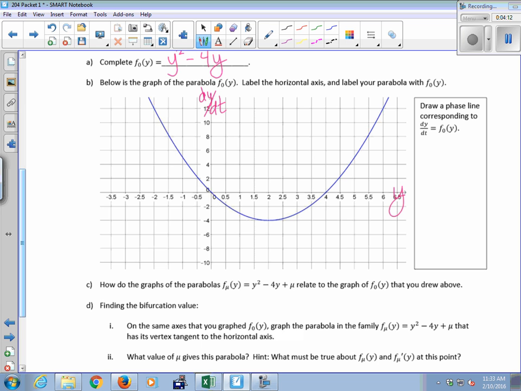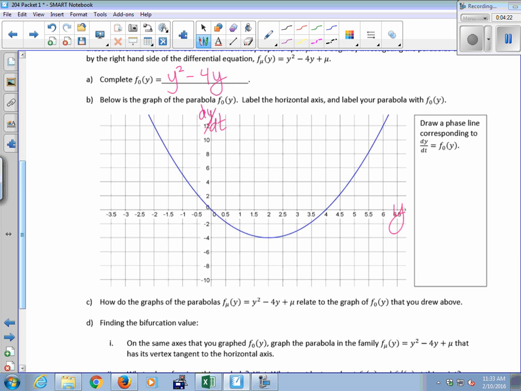All right, so I can use this parabola to draw a phase line corresponding to dy/dt equals y squared minus 4y, which is f sub 0. Okay, so I'm just going to put a vertical line. Where are my equilibrium points? 0 and 4, right? Places where the derivative, which is what I've graphed here, equals 0, happens at 0 and at 4.